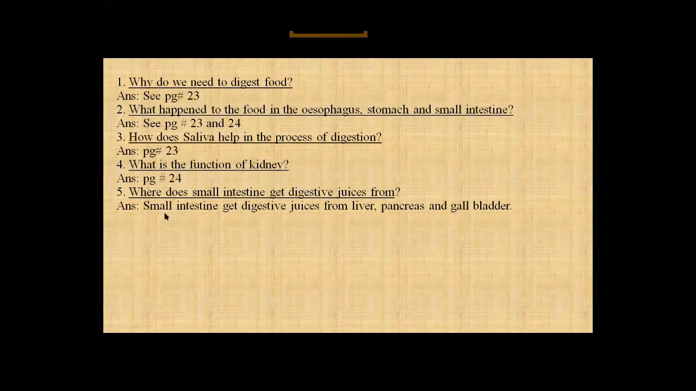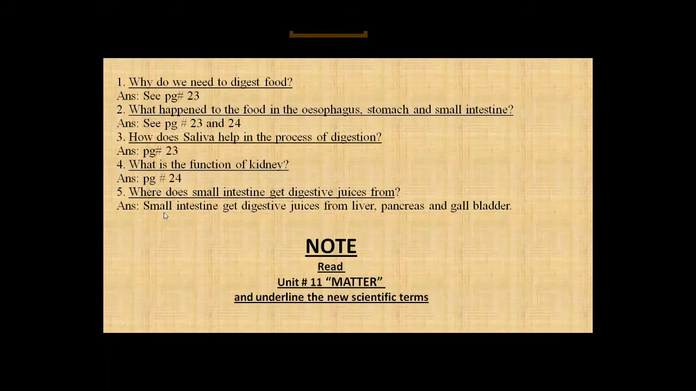Okay, now it is a pre-reading task for the next class. Read unit number 11, Matter, and underline the new scientific terms. We will teach our new chapter tomorrow, unit number 11, Matter, and I hope all the students underline the new scientific terms from this unit.